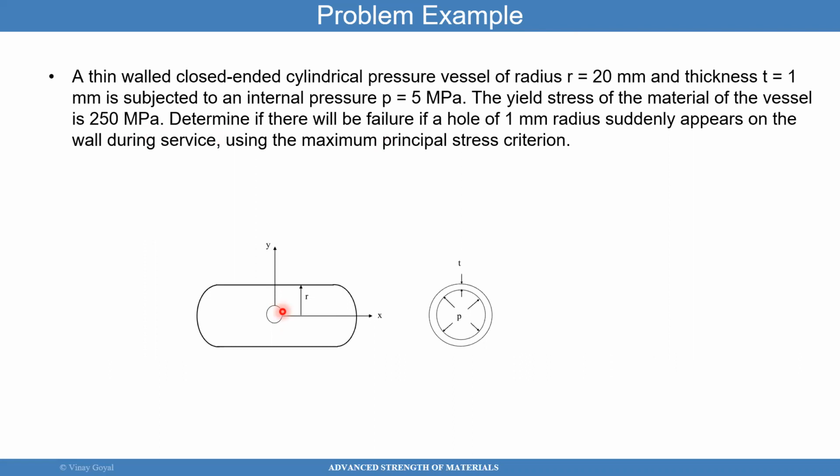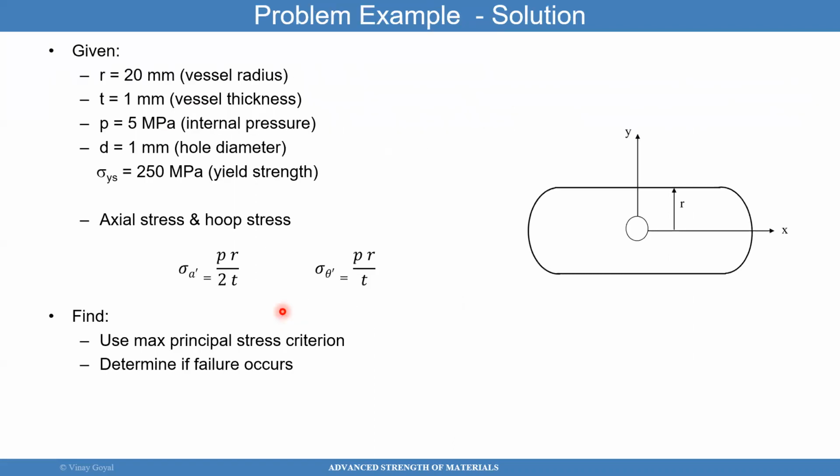So to do this problem, the first step is to realize that the maximum principal stresses can be easily calculated for a pressure vessel without a hole. The stresses are very simple. The axial stress is PR over 2T, which is in the x direction. The hoop stress is PR over T, which is in the circumferential direction. And so what we want to do is to use the maximum principal stress criterion and then determine if failure occurs.